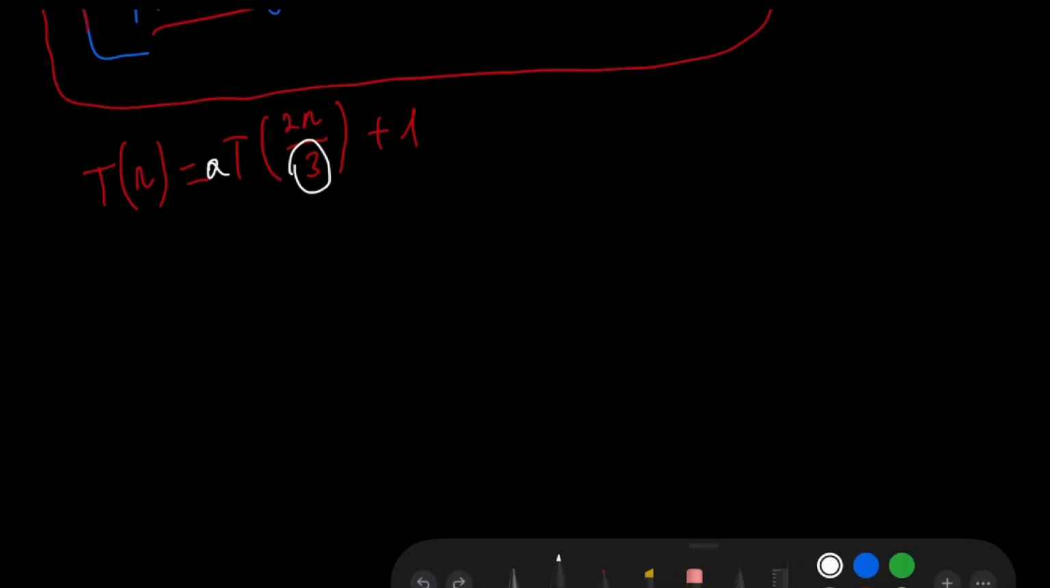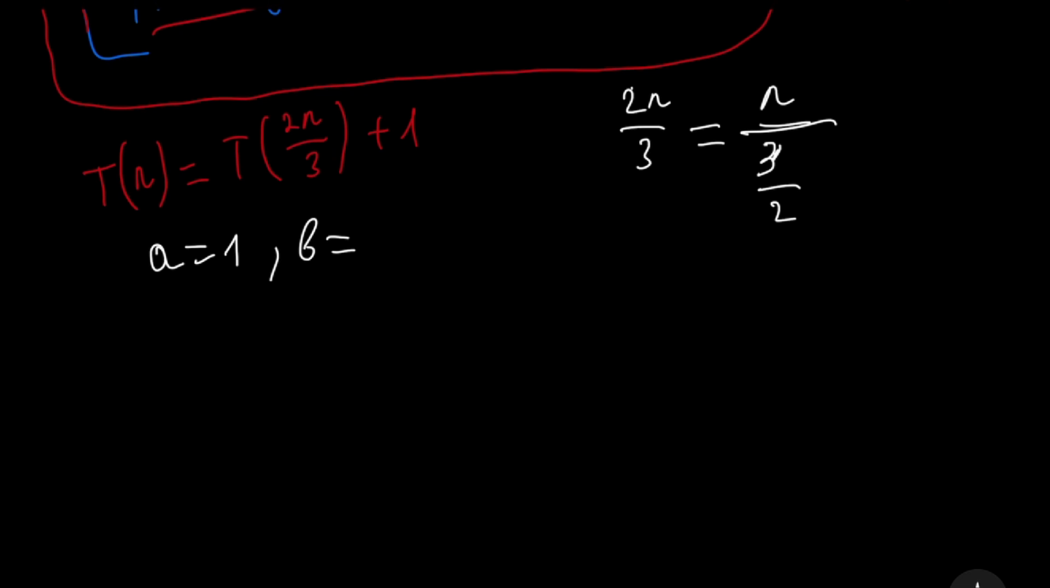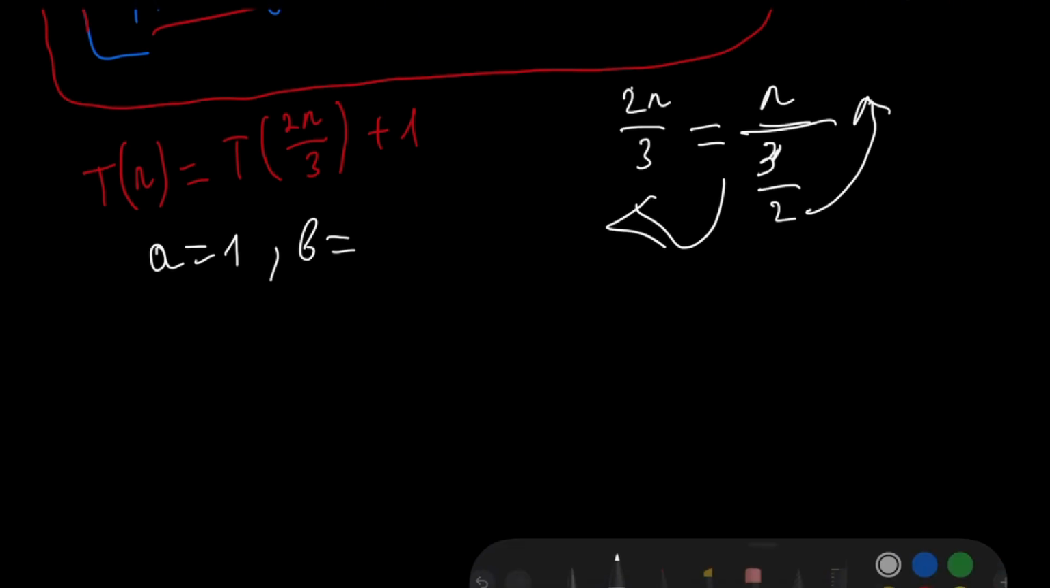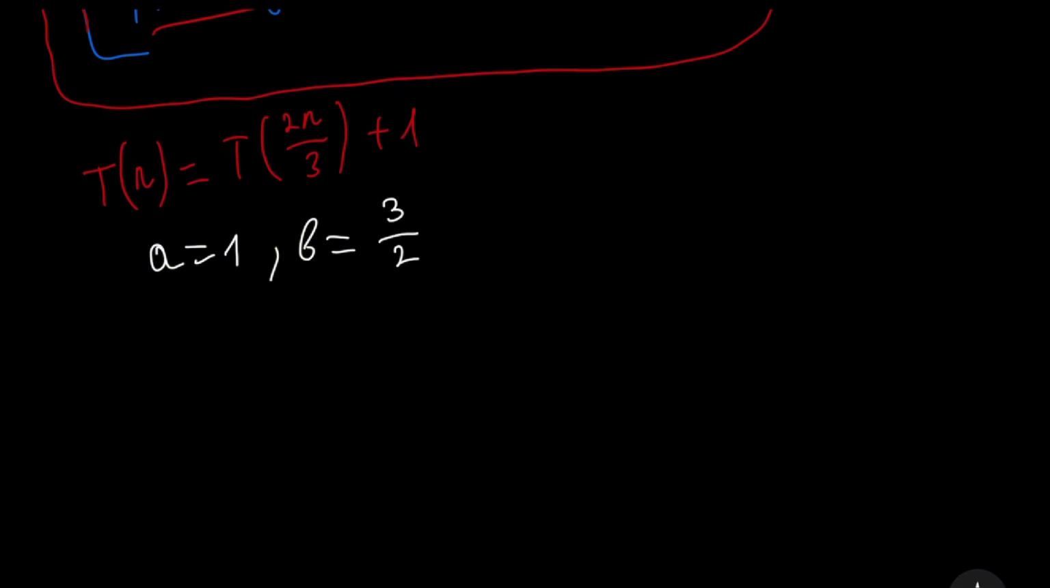In our case, we don't have a, so basically a is just 1. B is, so let's say 2n over 3 is the same as n divided by 3 over 2, right? Where the 2 goes up and becomes this. This is just math, right? So b is 3 divided by 2.